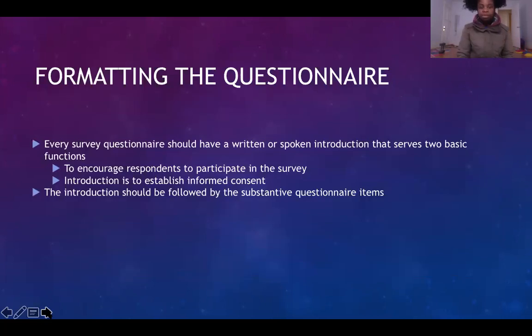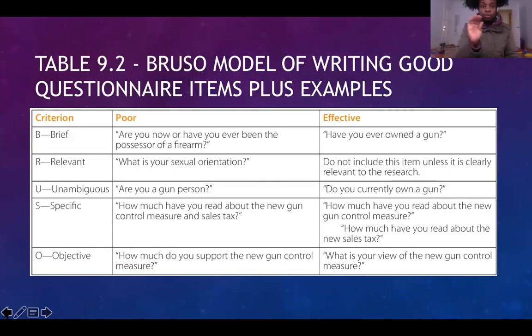Okay. So again, when formatting a questionnaire, we refer back to the BRUSO model of writing a good questionnaire. So the criteria for the BRUSO model, right? Your question should be brief. Your question should be relevant. Unambiguous, specific, objective.